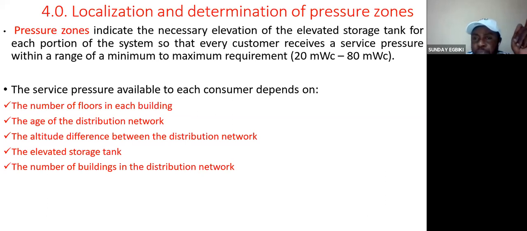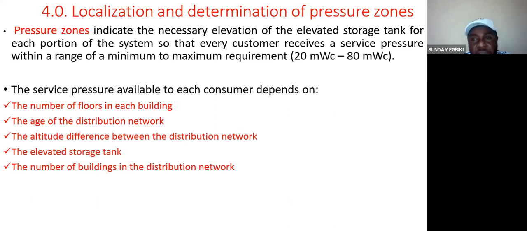Why pressure is sometimes expressed in meter water column is that pressure is related to elevation, and elevation is in meters. If we are taking pressure in bar, we cannot add the two together. But when you convert it to meter water column, you can easily add them together. That is why we normally use 20-meter water column in water distribution systems. So 1 bar is equivalent to 10-meter water column.